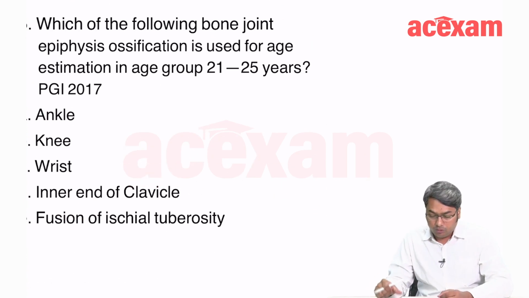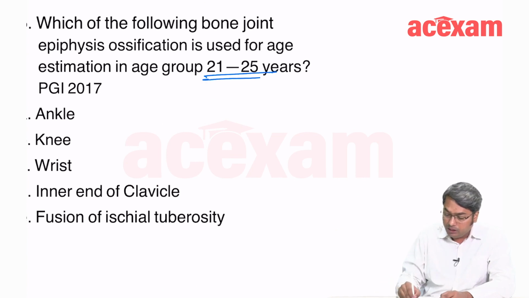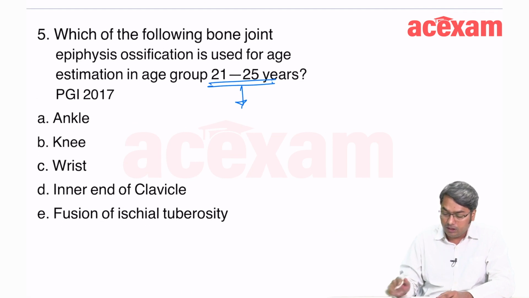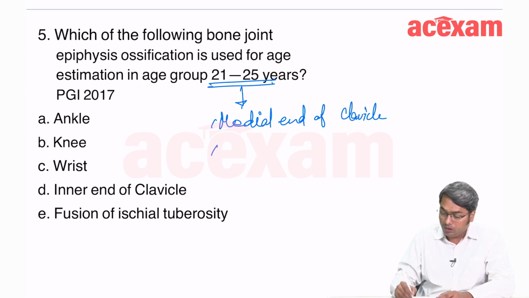Next, which of the following bone joint epiphysis ossification is used for age estimation in the age group 21 to 25 years? As I already said, at 21 to 25 years, there will be fusion of the medial end of clavicle, and also fusion of the basisphenoid with the basi-occiput.